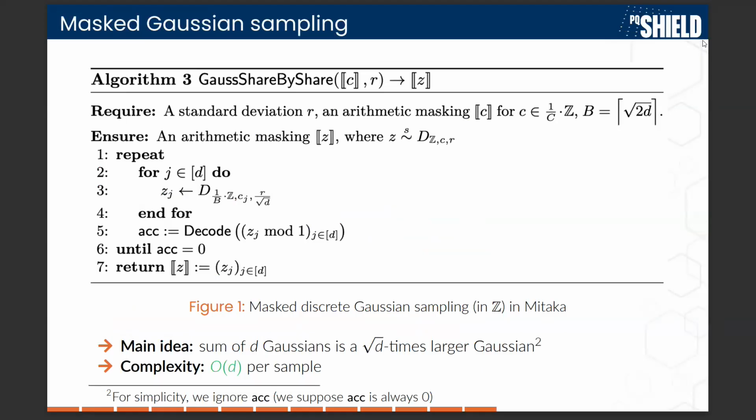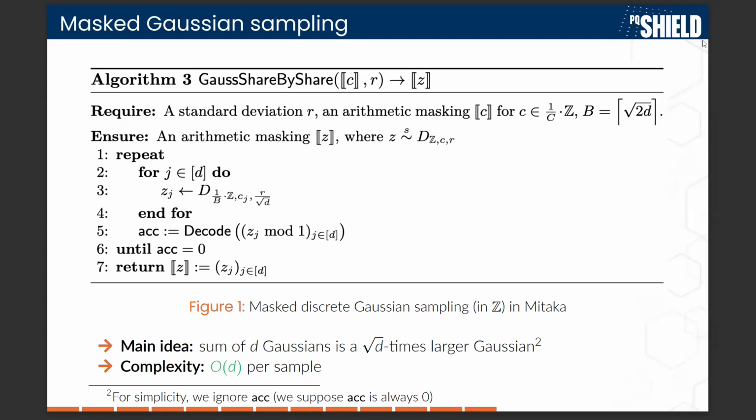So in Mitaka, they proposed a masked Gaussian sampling procedure where you have this C, which is something that you'd like to do randomized rounding on. And C is just shared. So it's masked and it's shared into D shares. And then they want to produce a sharing of the corresponding randomized rounded output.